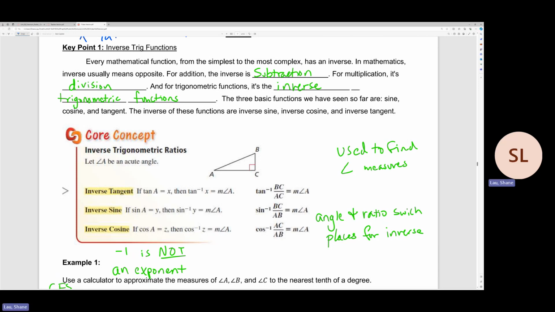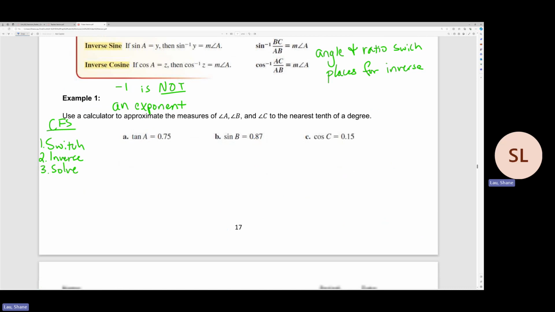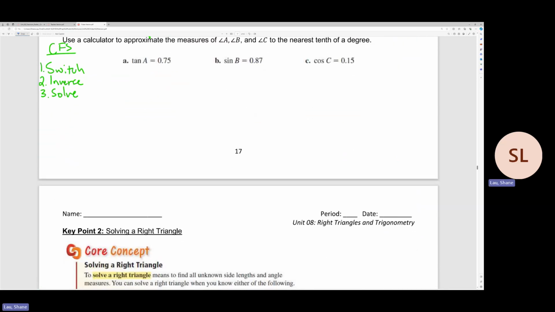Because we have this, we're going to use it to find our angle measures, and that's what's on the right hand side. Essentially what's happening here is that the angle and the ratio switch places for the inverse. That's all that's happening. So you're going to set it up exactly the same, but then switch and inverse. And that's actually what our CFS is here.